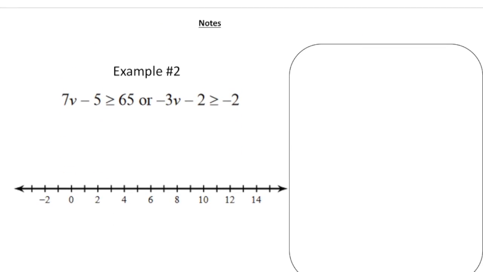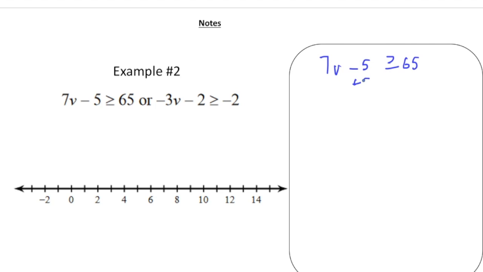Here we have 7v minus 5 is greater than or equal to 65, and then also negative 3v minus 2 is greater than or equal to negative 2. Let me rewrite the first one here: 7v minus 5 is greater than or equal to 65. Let's just solve this.